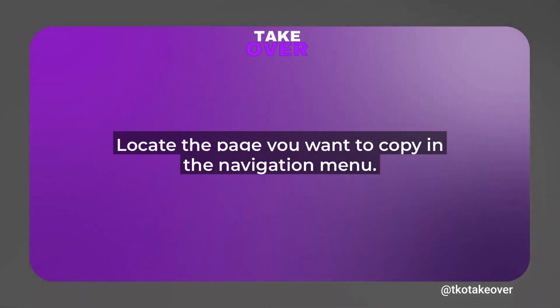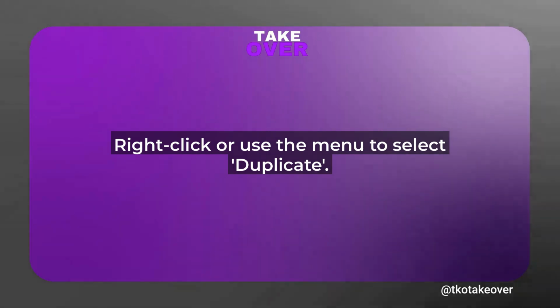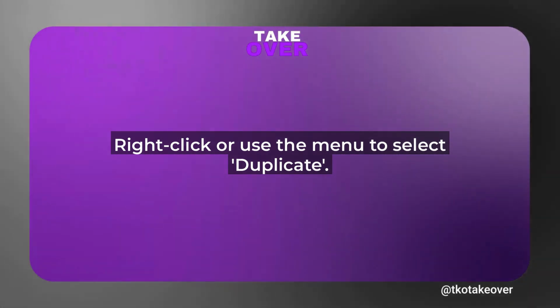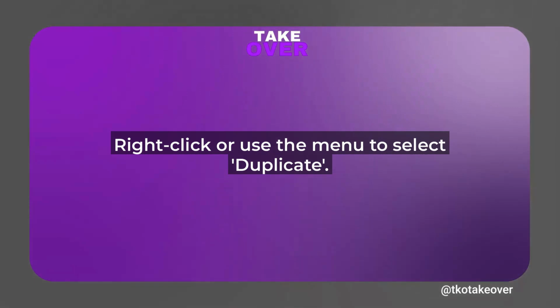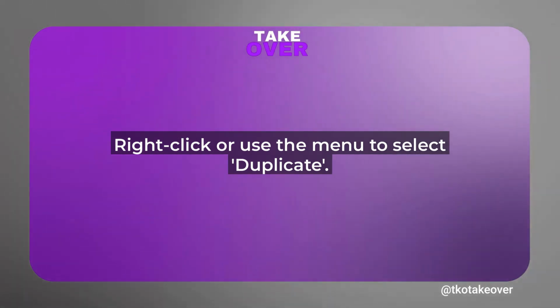After you duplicate the page, Weebly will create an exact copy. You'll notice a new page added to your list, probably with "Copy of" in the title. Next, double-click on that new page to rename it. Give it a clear, descriptive name so it's easy to find later. This step is crucial to keep your site organized.